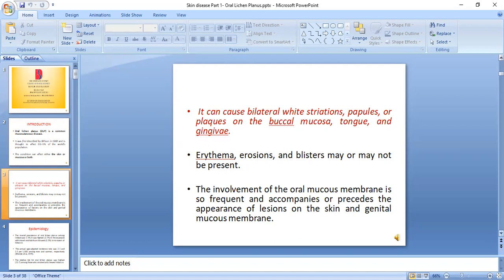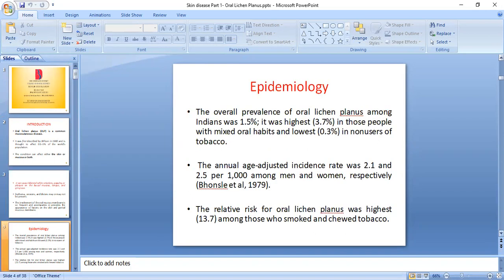White striations, papules, and plaques on the buccal mucosa, tongue, and gingiva are some of the sites where lichen planus is seen. Erythema, erosions, and blisters may or may not be present. The involvement of the oral mucous membrane is so frequent and accompanies or precedes the appearance of lesions on the skin and genital mucous membrane.